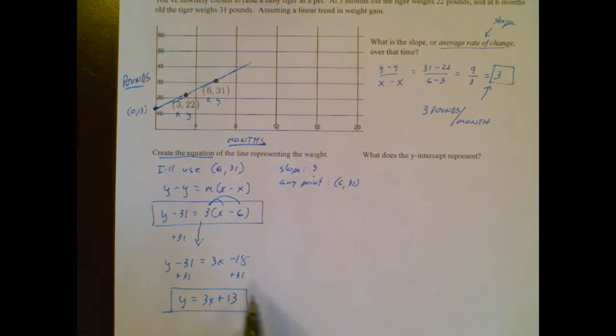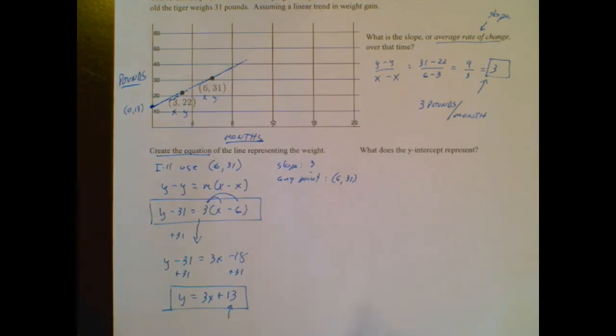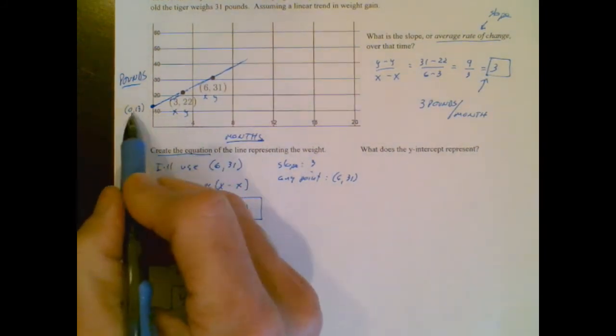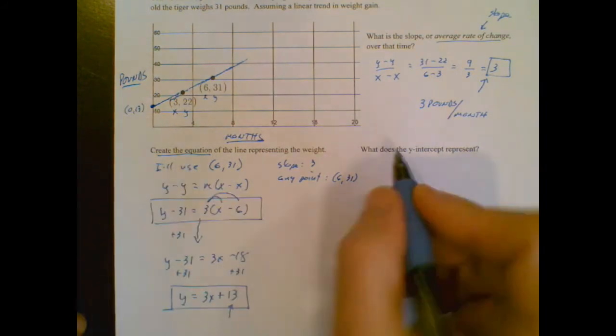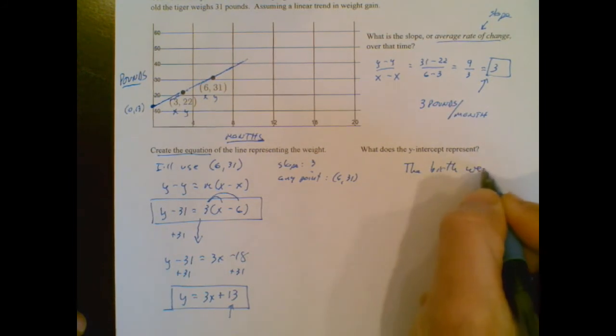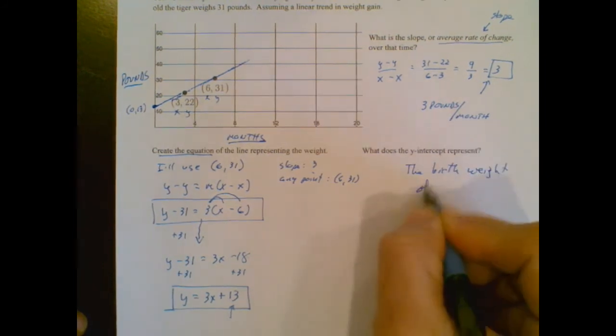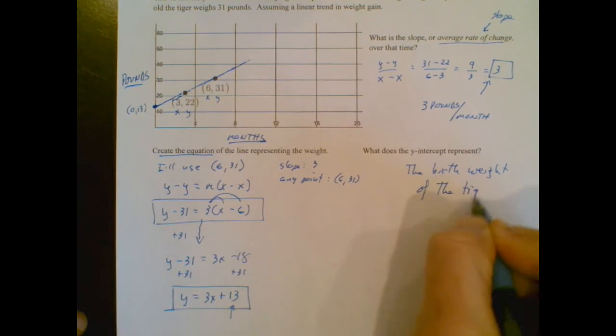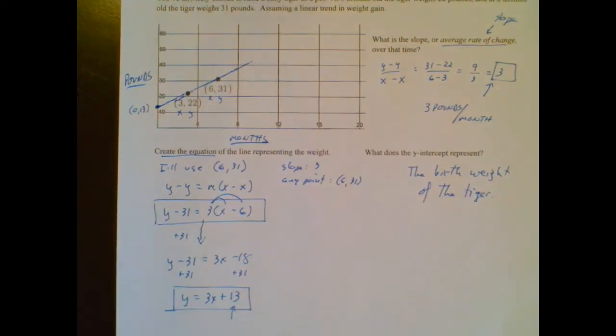So in this case, this 13, what does it represent in this scenario? Well, it really means at 0 months of age, the tiger weighed 13 pounds. So this is the birth weight of the tiger. Probably so cute.